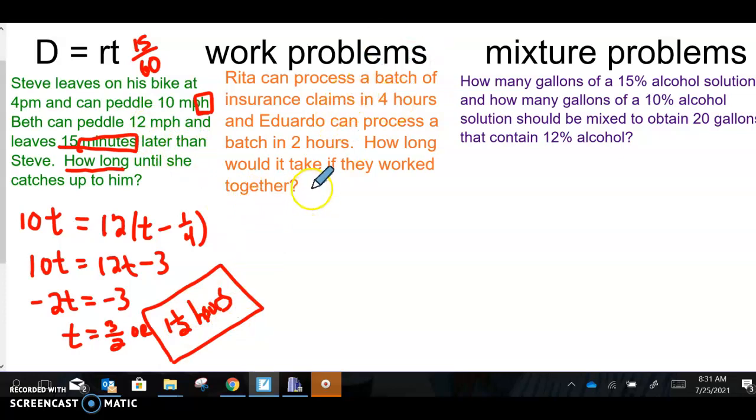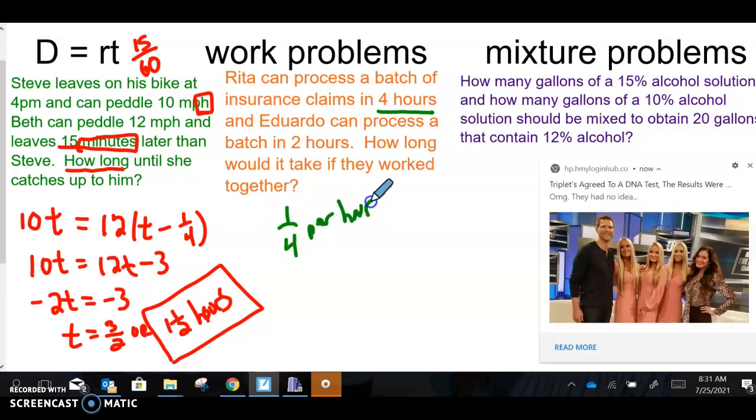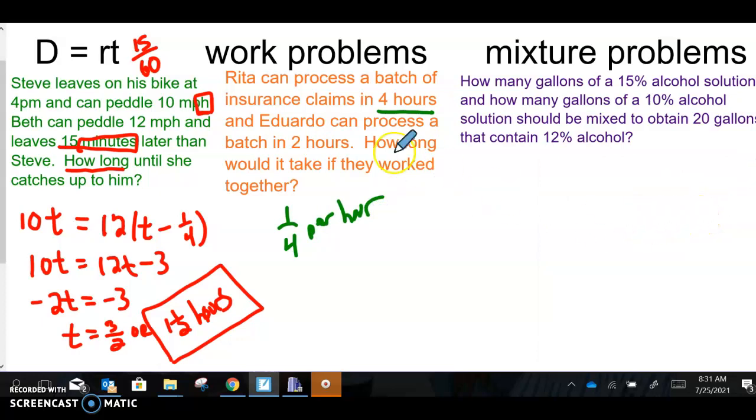Rita can process a batch of insurance claims in 4 hours. Eduardo can process a batch in 2 hours. How long if they work together? This is very similar to distance equals rate times time. If Rita can do it in 4 hours, that means she can do 1/4 of the batch per hour. Eduardo, it takes him 2 hours, so he does half the batch per hour. You want to get it into per hour, like a rate is when we drive or ride a bike.